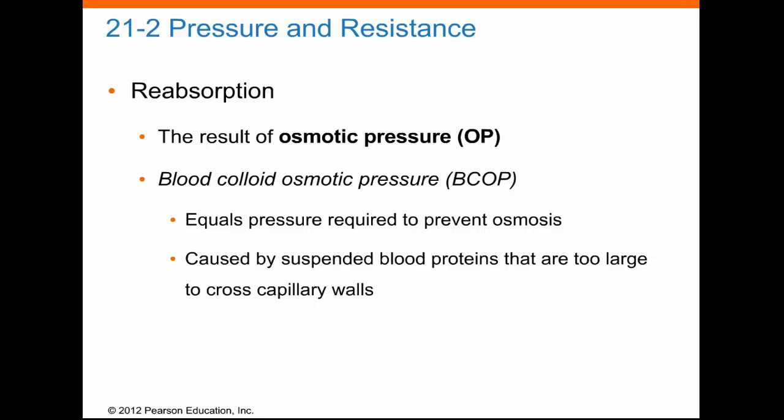So it equals the pressure required to prevent osmosis. So the blood colloidal osmotic pressure has to be high enough to prevent water moving out of the extracellular fluid into the vascular compartment. And this is caused by suspended blood proteins that are too large to move across the capillary walls.